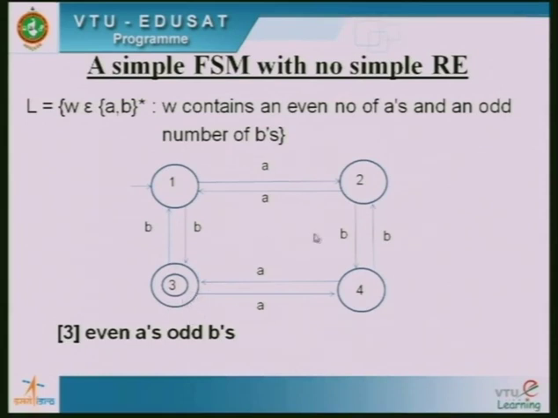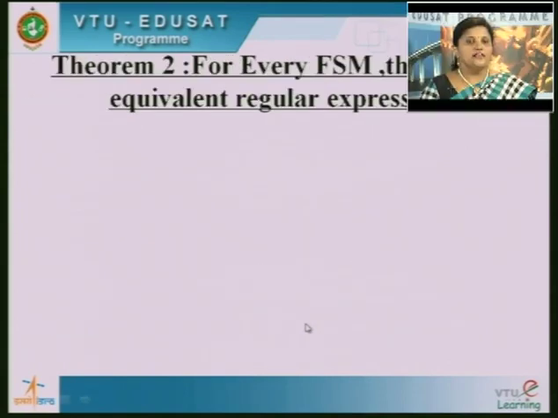Okay. So, when you want odd A's and even B's, you can make 2 as the final state or the accepting state, and whenever you want even number of A's and even number of B's, you can make state 1 as the accepting state, and whenever you want odd number of A's and odd number of B's to be accepted, you can make state 4 as the accepting state. Okay. So, if you consider this finite state machine, it looks simple, but if you try to write the equivalent regular expression, it becomes complicated. Okay. So, let us see how to write the regular expression.